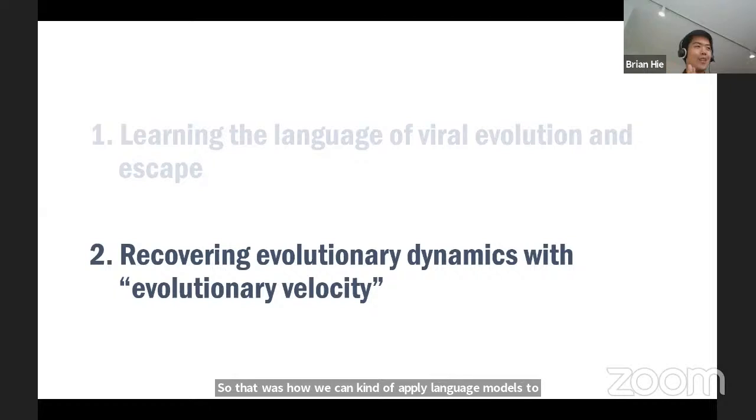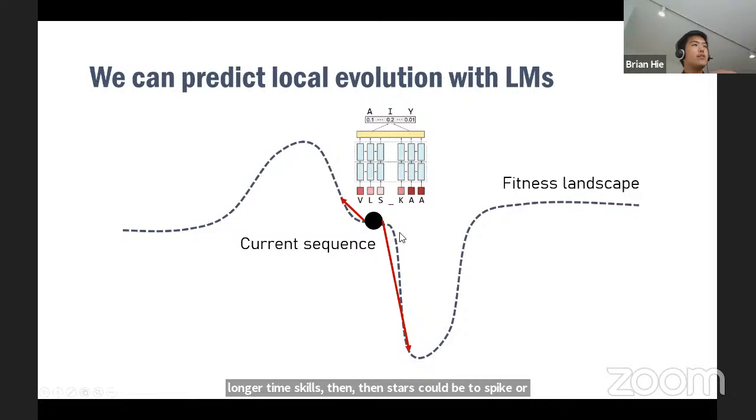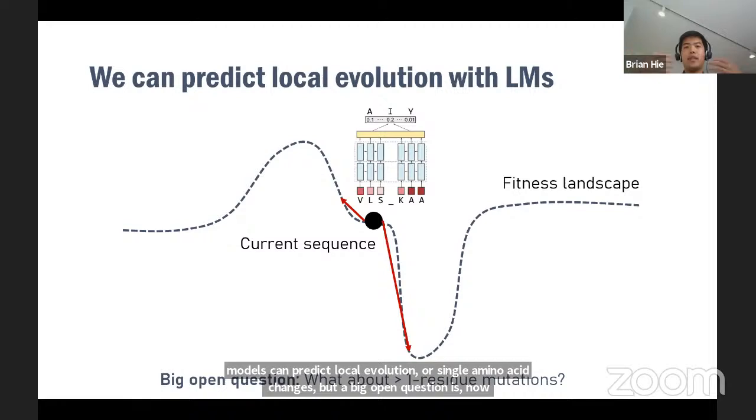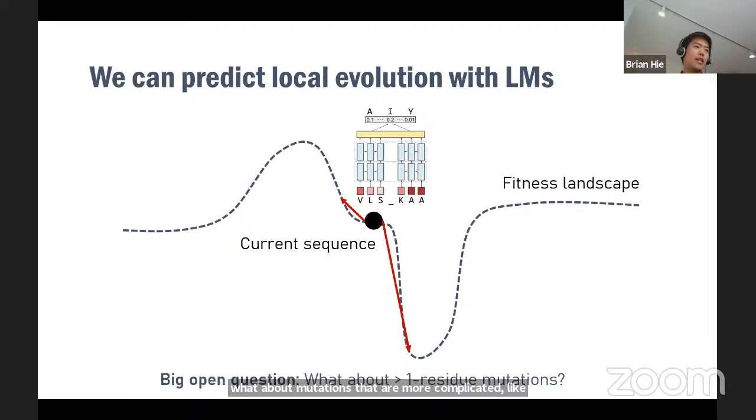In the last, say, 3 to 5 minutes of this talk, I'll briefly go over how these ideas can expand to incorporate more than viral evolution, to generic proteins and proteins that are evolving over much longer timescales than SARS-CoV-2 spike or even hemagglutinin. And so we know that these language models can predict local evolution or single amino acid changes. But a big open question is, what about mutations that are more complicated, like more mutations due to recombination or more than single residue mutations?